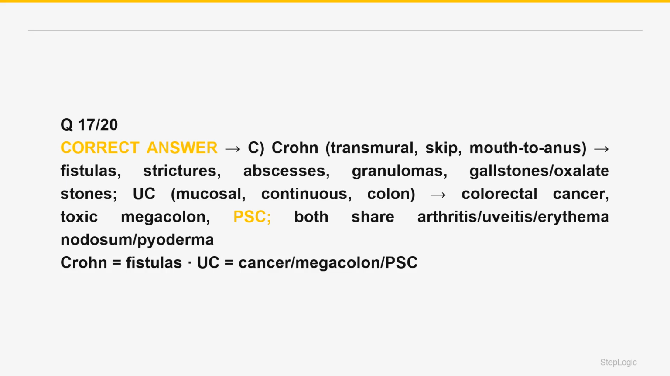Ulcerative colitis is limited to the mucosa and submucosa, is continuous from the rectum, and involves the colon only. Its key complications: a markedly increased risk of colorectal cancer, so surveillance colonoscopy, toxic megacolon, dangerous dilation, and a strong association with primary sclerosing cholangitis, PSC, with p-ANCA. Both diseases share extraintestinal manifestations: seronegative arthritis, anterior uveitis, episcleritis, erythema nodosum, pyoderma gangrenosum, and aphthous ulcers. The Crohn's fistulas and strictures versus UC cancer, megacolon, and PSC contrast, with shared extraintestinal features, is correct.